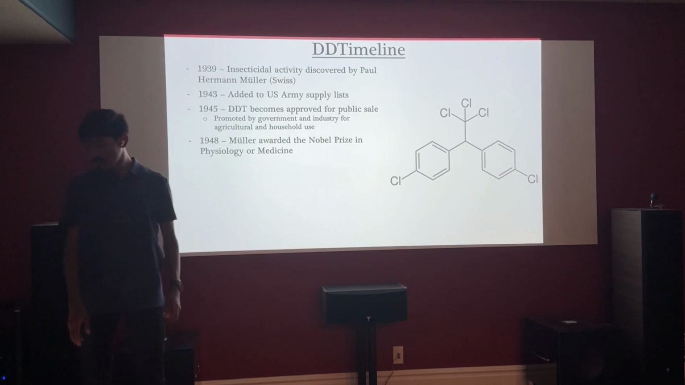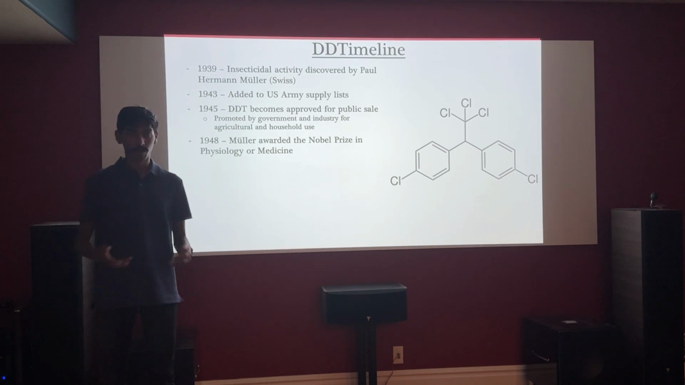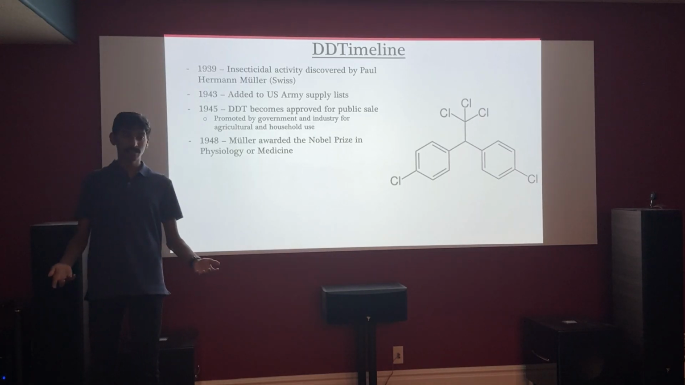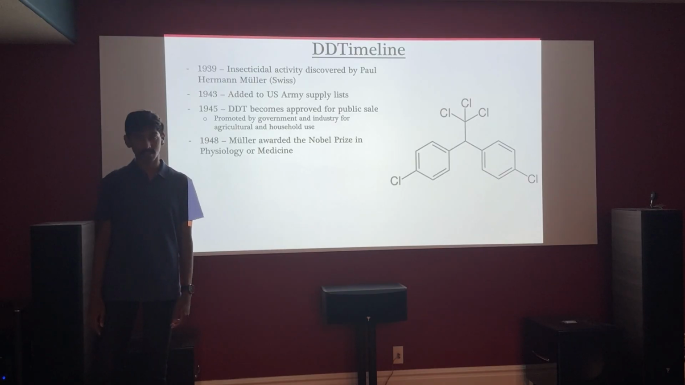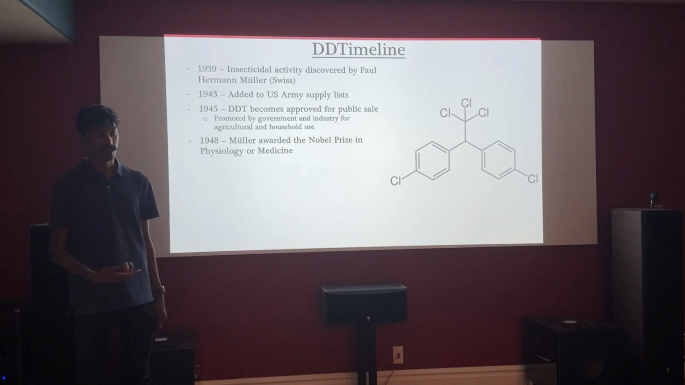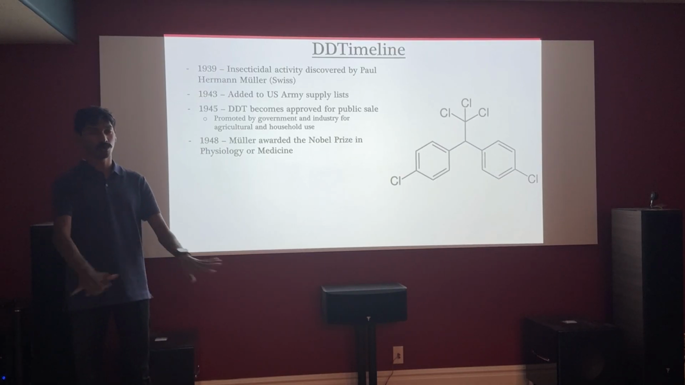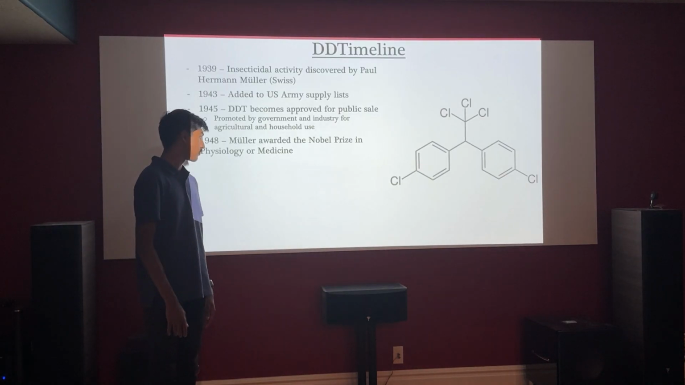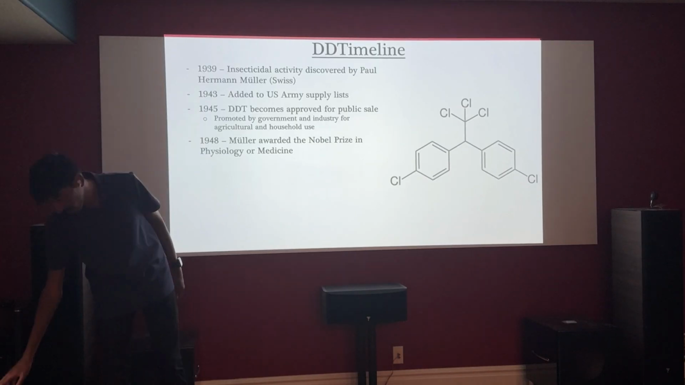In 1948, our good old friend Paul Hermann Mueller was awarded the Nobel Prize in Physiology and Medicine for his discovery of DDT, and because of its common use at this point. It was used not just in the United States, but worldwide. Propaganda and advertisements absolutely helped, but its use was widespread and extremely common.